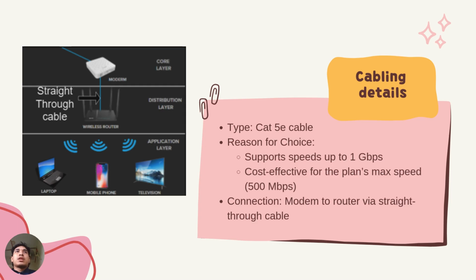Even if there are better cables such as Cat6 and beyond that allow larger bandwidth and speed, Cat5e is perfectly appropriate for this residence, since this home has a plan that offers a maximum speed of 500 Mbps. Connecting a modem to a device in the distribution layer with a Cat6 or higher cable is pointless, given that a higher end cable will cost significantly more and the price is also fair.